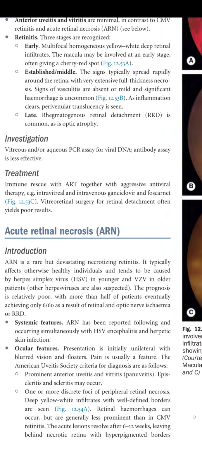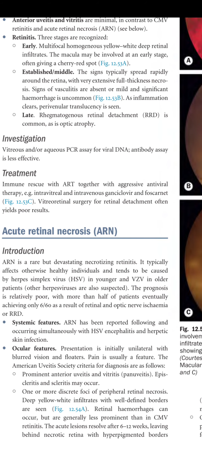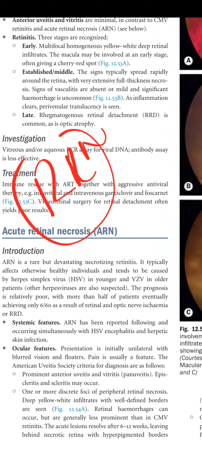The American Uveitis Society criteria for diagnosis are as follows: prominent anterior uveitis and vitritis, panuveitis; episcleritis may occur, and encephalitis may occur. So there is going to be very prominent anterior uveitis and vitritis. One or more discrete foci of peripheral retinal necrosis, deep yellow-white infiltrates with well-defined borders, are seen. So in PORN, the macula is affected first, but in ARN, peripheral retinal necrosis occurs first. Retinal hemorrhages can occur but are generally less prominent than in CMV retinitis. The acute lesions resolve after 6 to 12 weeks.